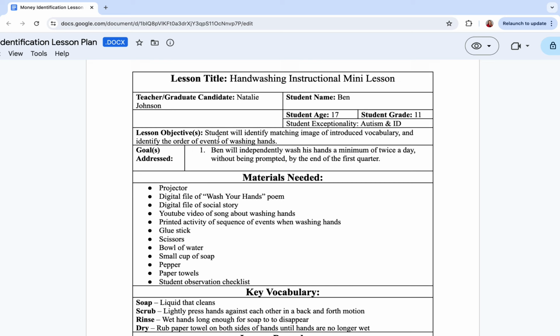Within this mini lesson, the objectives we will be striving for are: student will identify matching images of introduced vocabulary and identify the order of events of washing hands. Materials needed will be a projector, a digital file of a washing your hands poem, a digital file of a social story, a YouTube video of a song about washing hands, a printed activity of a sequence of events when washing hands, a glue stick, scissors, a bowl of water, small cup of soap, pepper, paper towels, and a student observation checklist.